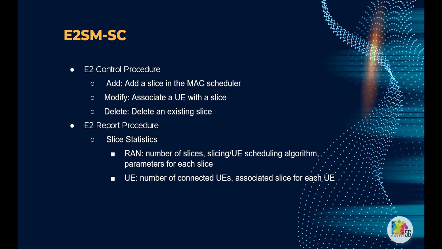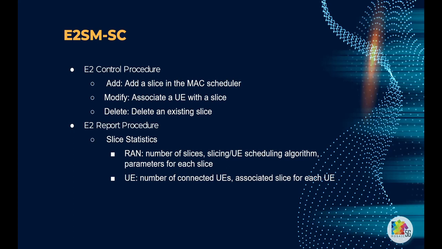All right. So one word about the E2SM slicing control. So what we did is that we have E2 control procedures that I showed you. So E2 control procedure has been implemented. We have an add a slice. So we add a slice in the MAC scheduler. So a slice means allocating a certain number of resource blocks to a given slice, right?